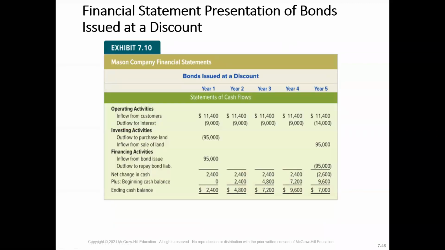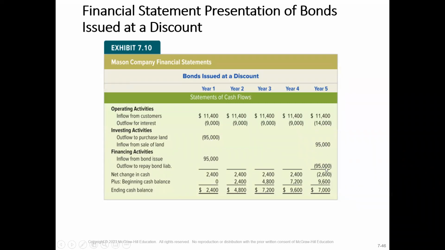So then our statement of cash flows, again, cash flow activity doesn't happen until year 1 and year 5. So we'll have the inflows from rent, the outflow for interest every single year, the outflow to purchase the land and the inflow from the sale of land will happen in years 1 and 5 respectively. The financing activities, the inflow from the bond issue happens in year 1. The payment for the bond issue happens in year 5.